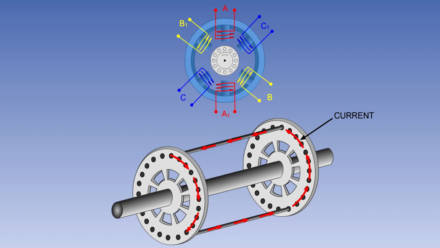The resultant induced voltage creates a relatively large current flow in the squirrel cage assembly, as shown in this simplified diagram. This current flow sets up its own magnetic field, which interacts with the rotating field of the stator to produce a torque, causing the rotor to turn in the same direction as the rotating field of the stator.